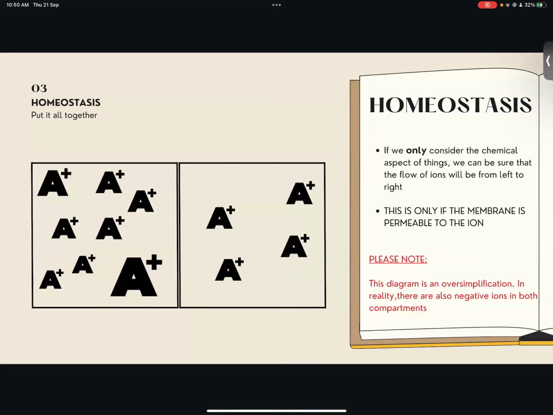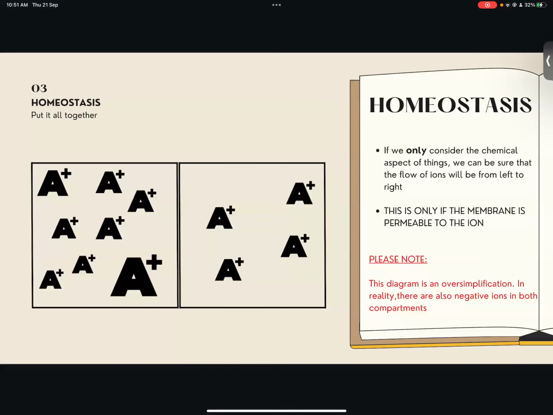So if we only consider the chemical aspect of things, let's just forget about those charges for a second. Let's just look at the A's. If we only consider the chemical aspect, we can be sure that the flow of ions will be from the left to the right, obviously, because it's the same thing we saw in the very first slide. There's just more A's on the left than there are on the right. So the movement, if we're only considering the chemical function, will be from the left to the right.